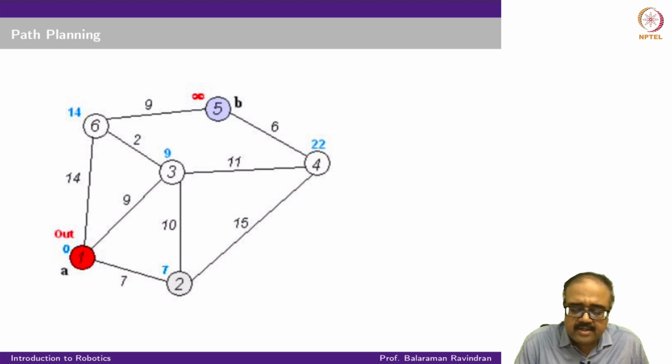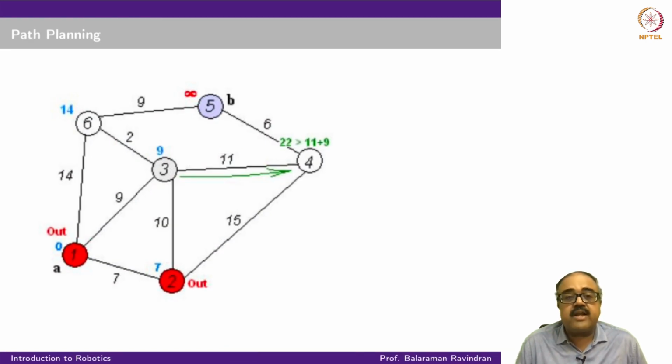So now the distance of 4 is 22, which is 7 plus 15. Okay, great. Now I am done with 2, right? So what is the next node I should consider? 3, right? Because 2 has a cost of 22, 3 has a distance of 9, and 6 has a distance of 14. So the next node I will consider is 3.